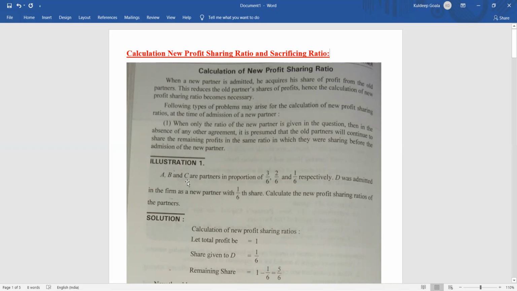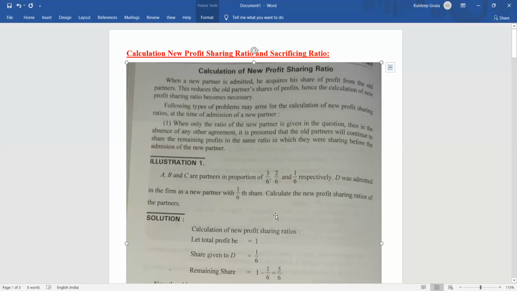You can see illustration one. A, B and C are partners, and their profit sharing ratio is given as 3/6, 2/6, 1/6, that means 3:2:1 respectively. After that, D was admitted in the firm as a new partner with 1/6 share. D's share as the new partner will be 1/6. Now it is told to calculate the new profit sharing ratio. Along with the new profit sharing ratio, I will teach you how to calculate the sacrificing ratio also at the same time.